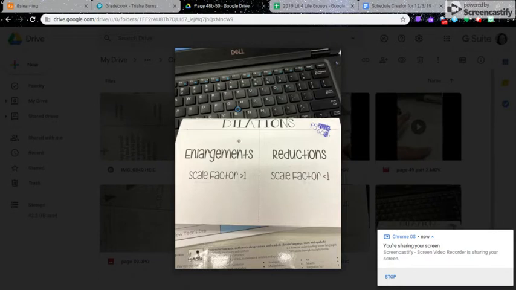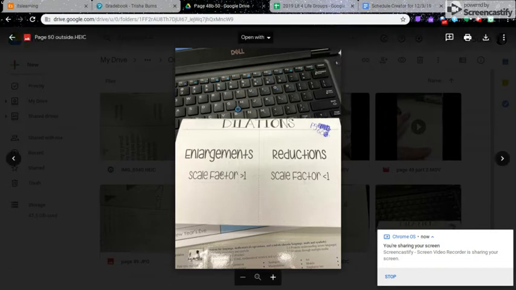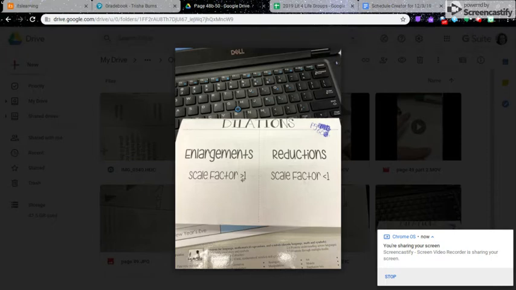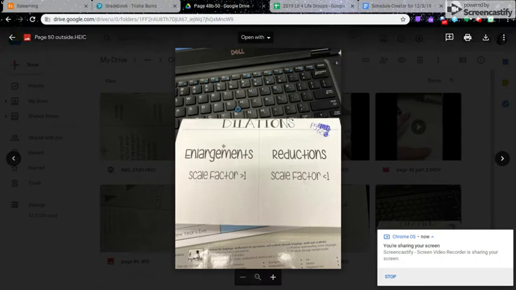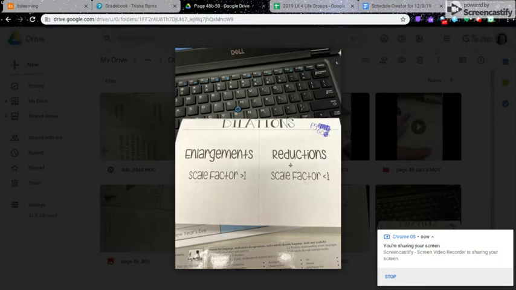Enlargements are going to be where you make your figure bigger, so they'll still be similar, but they will not be congruent. So you'll make your figure bigger with an enlargement. The scale factor is greater than 1. That means what you multiply by will be bigger than 1. So the scale factor greater than 1 makes it bigger, an enlargement. If the scale factor is less than 1, you're going to shrink it, and it's going to be a reduction.